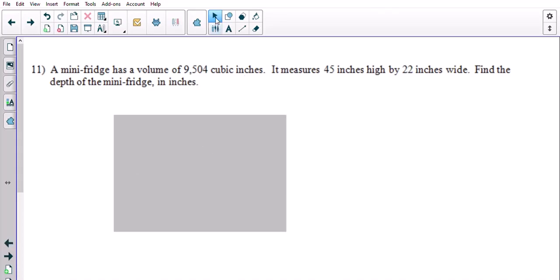Actually, I just ordered a mini fridge for our basement to keep next to our workout equipment. So pretty similar dimensions, I think, although this might be a little bit bigger than the one we got.